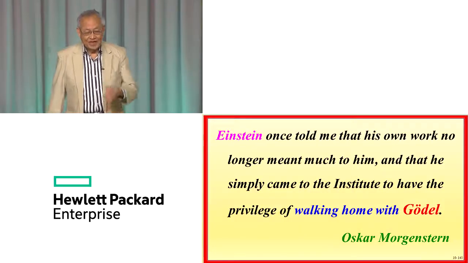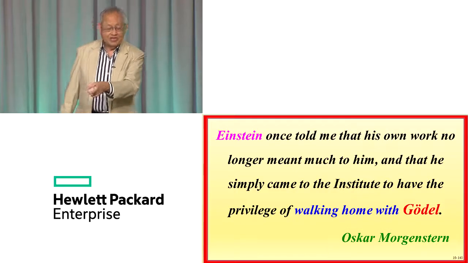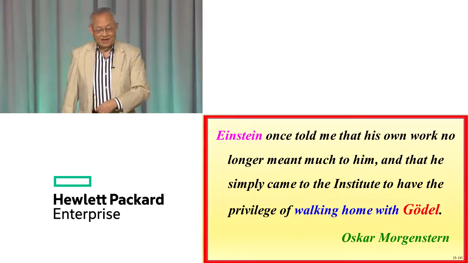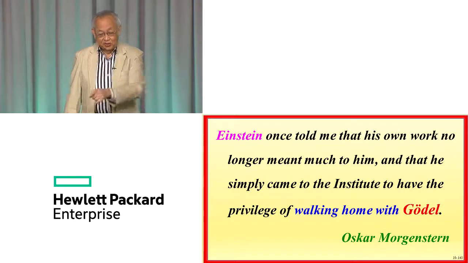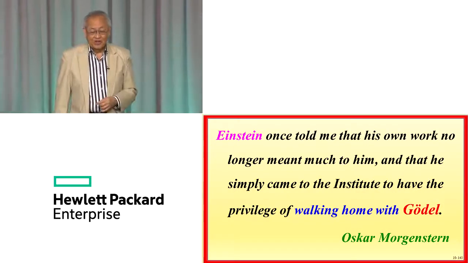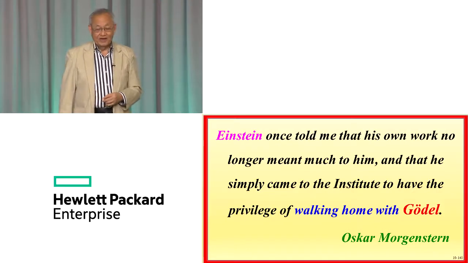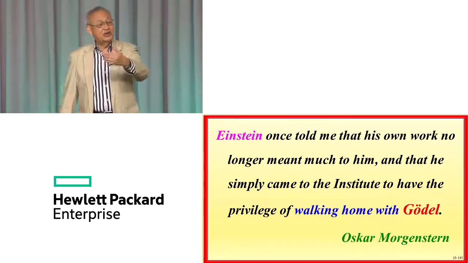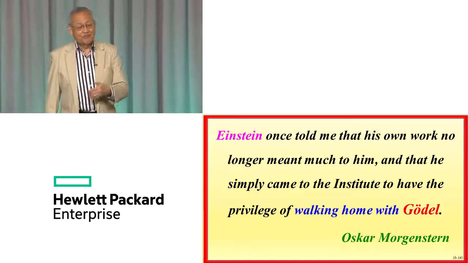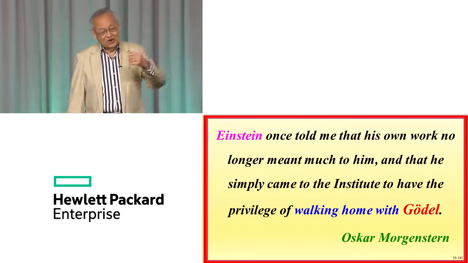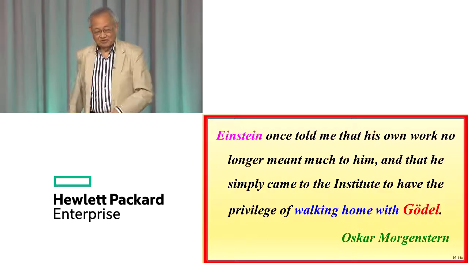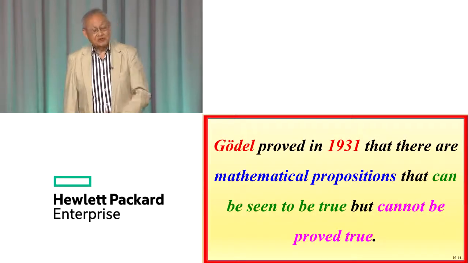This is from another famous economist, Morgenstern, who had been a friend of Einstein: Einstein once told me that his own work no longer meant much to him, and that he simply came to the Princeton Institute for Advanced Study to have the privilege of walking home with Gödel. Just to show you what kind of intellect this person was. So what's his result?